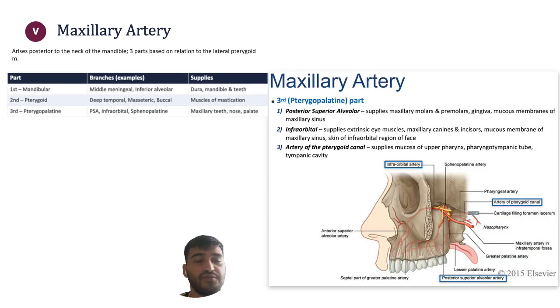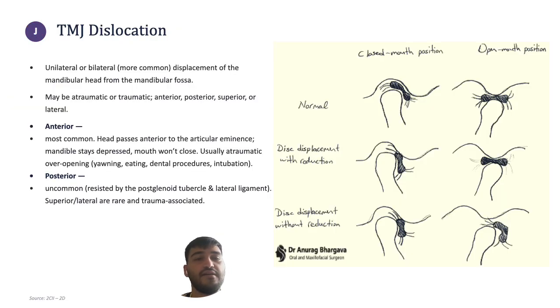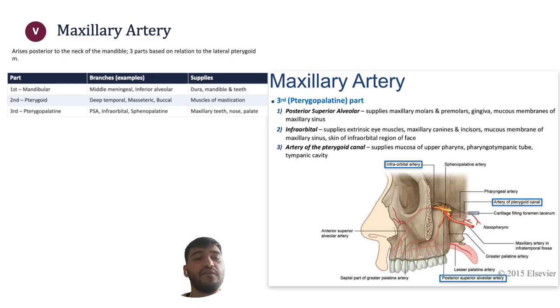And then from there, we go into the maxillary artery. First we have the mandibular part. Second, we have the pterygoid part. And third, we have the pterygopalatine. So for the mandibular part, we have the middle meningeal and inferior alveolar arteries. For the second part, the pterygoid, the branches are the deep temporal, masseteric, and buccal. And then for the third, pterygopalatine, we have the PSA, infraorbital, and sphenopalatine.